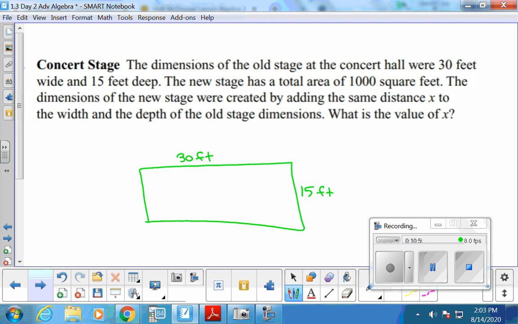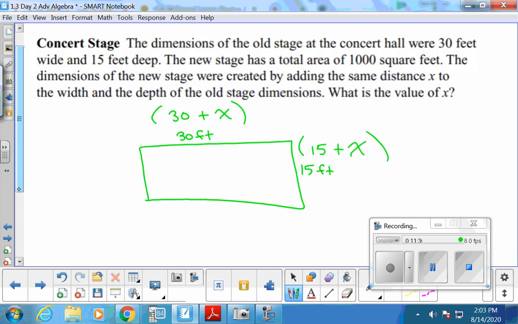The new stage has a total area of 1,000 square feet. The dimensions of the new stage were created by adding the same distance x to the width and depth of the old stage dimensions. So our new stage will be 30 plus x as the width and 15 plus x as the depth, and the area will be 1,000.